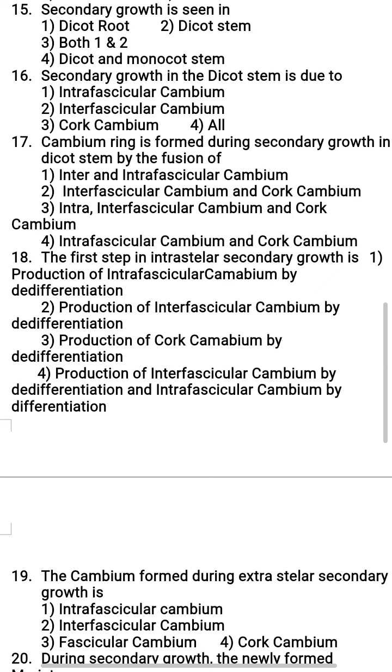So this is the most important event in dicot plants. Due to the phenomenon of dedifferentiation, the interfascicular and intrastellar secondary growth is happening. So here dedifferentiation means production of cells by a process called cell division, right?